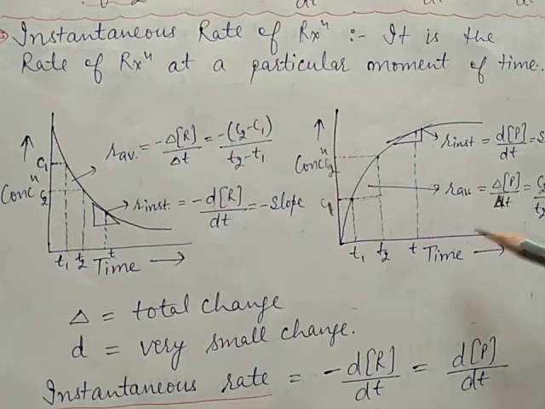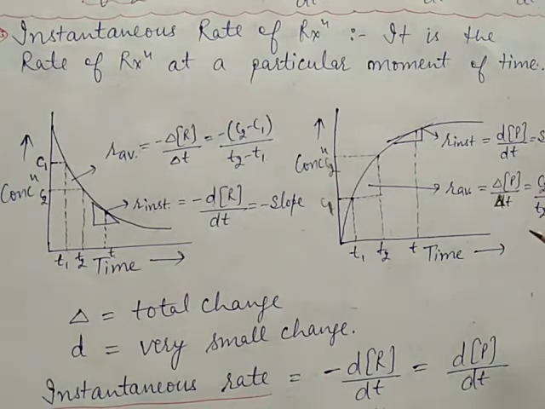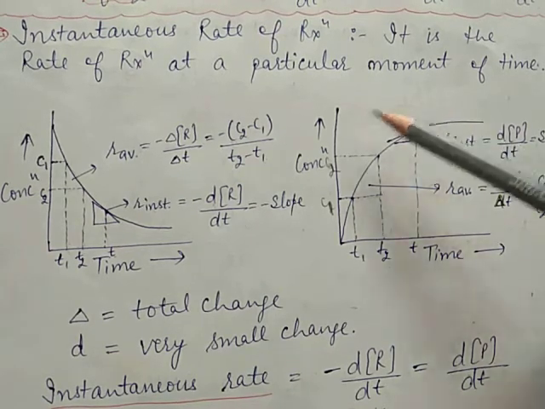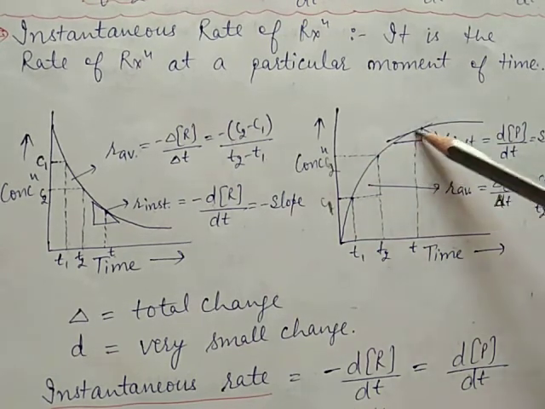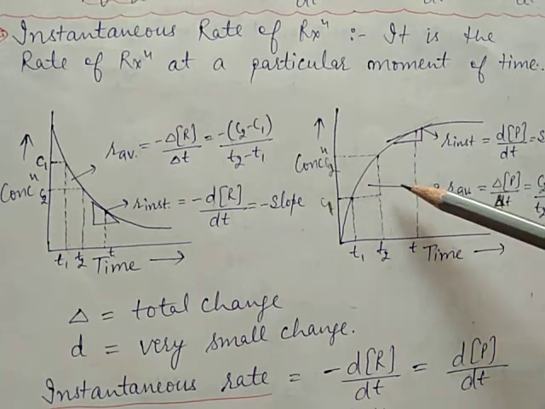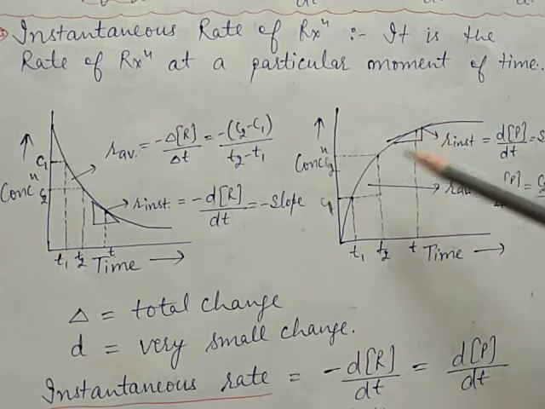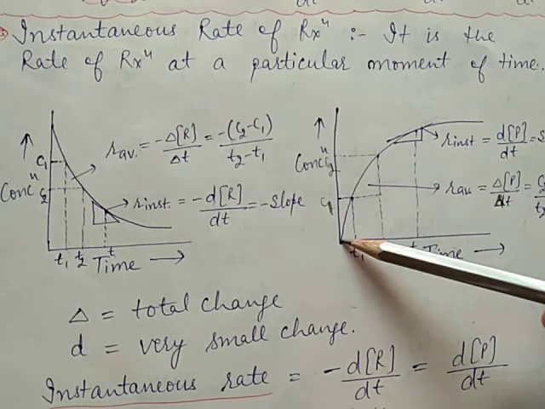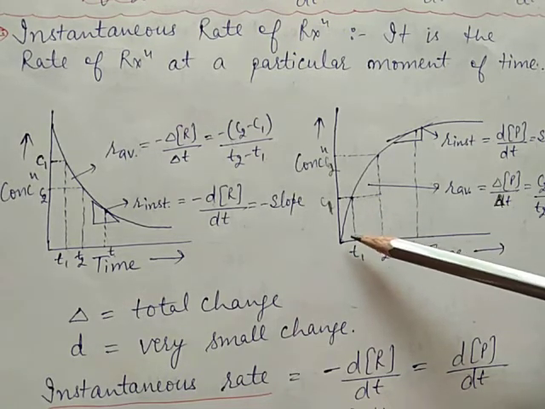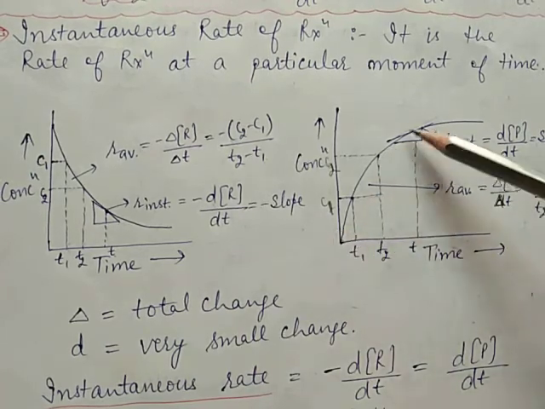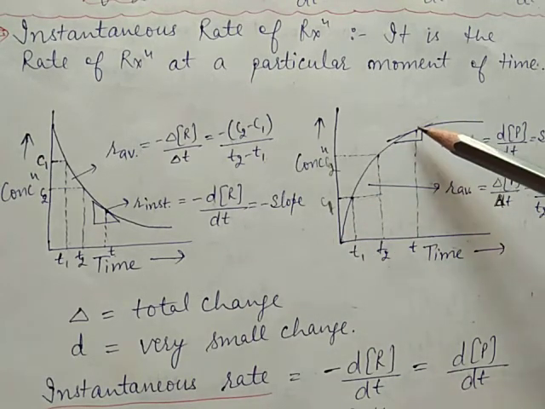Now one more question. When does the average rate of reaction become equal to instantaneous rate? The average rate becomes equal to instantaneous rate when the time interval approaches 0. It becomes infinitely small. Then the average rate becomes equal to instantaneous rate.